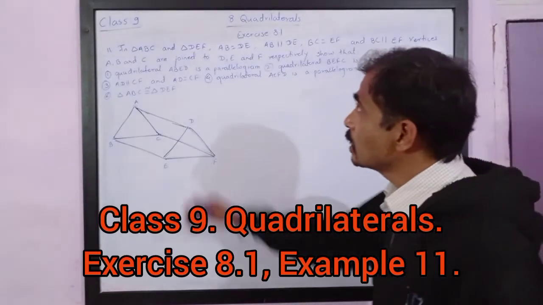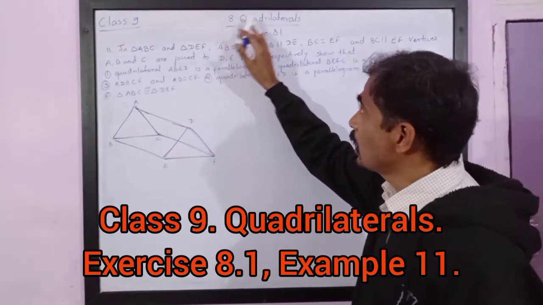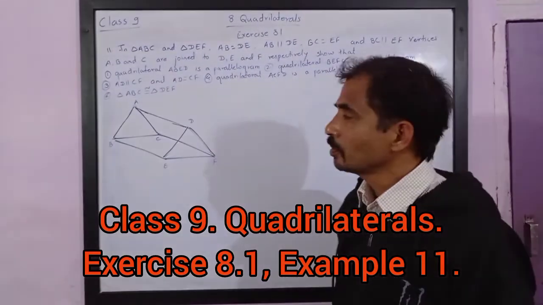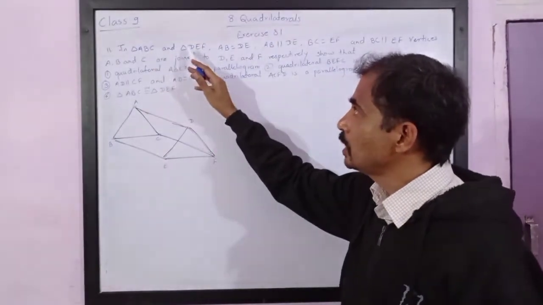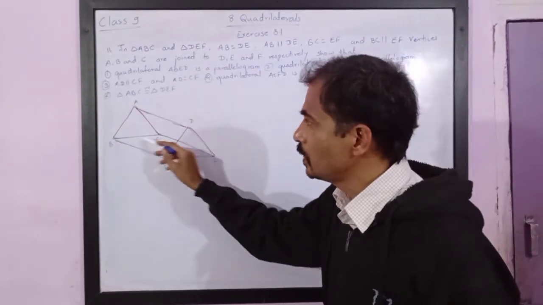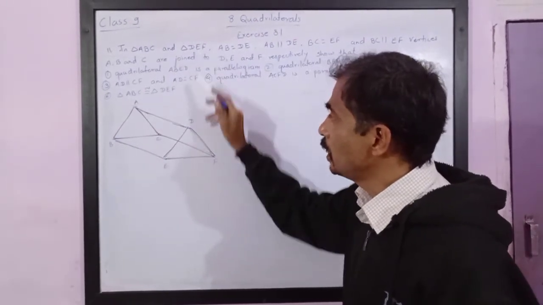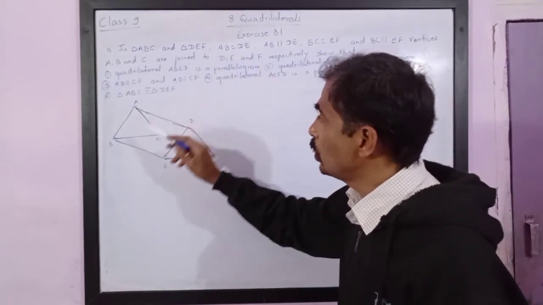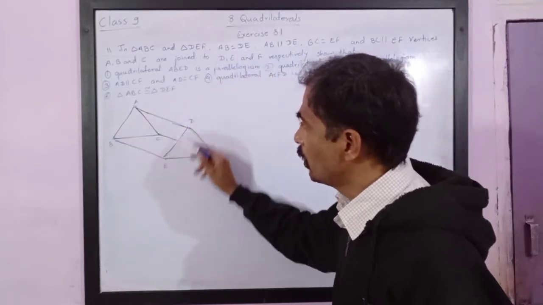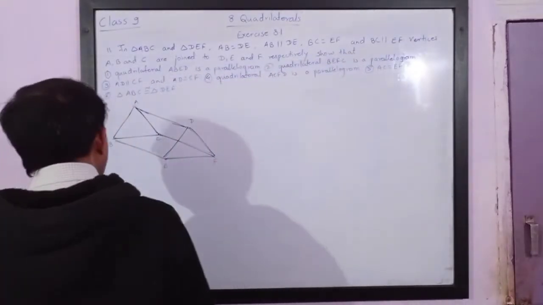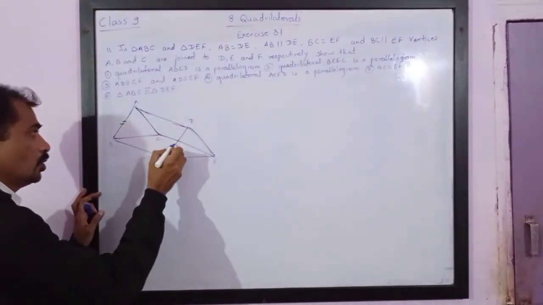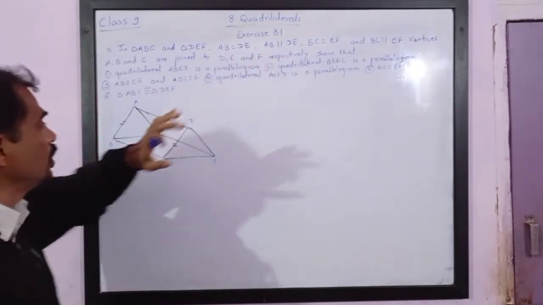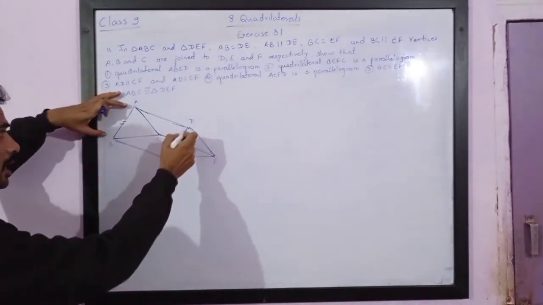Dear friends, in class 9 we are studying 8th lesson quadrilaterals, and in exercise 8.1 we have 11th question. In triangle ABC and DEF, we are given AB equals DE, and we are also given that AB is parallel to DE.